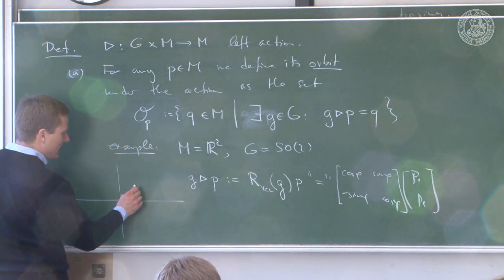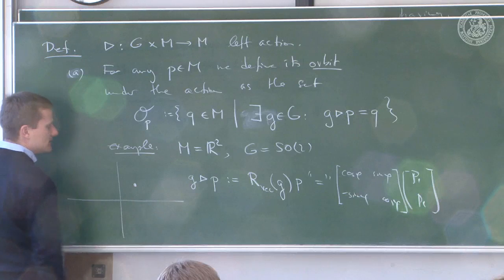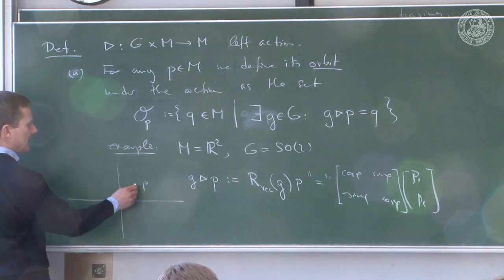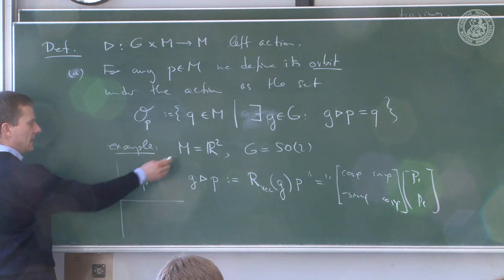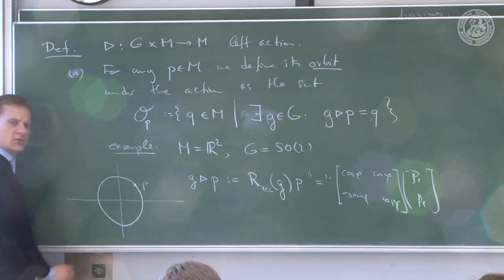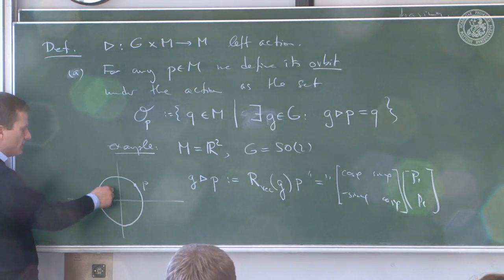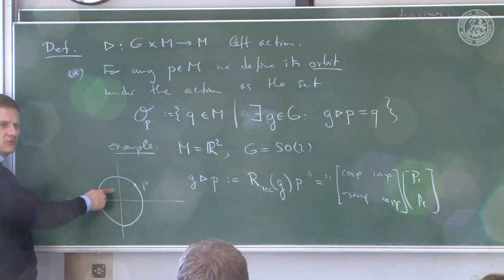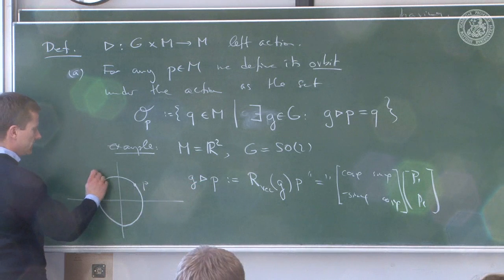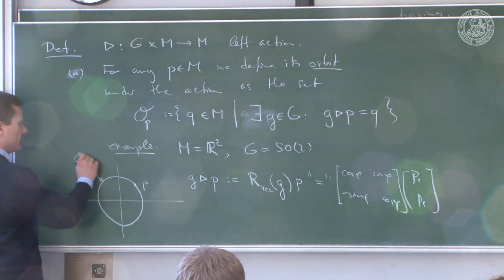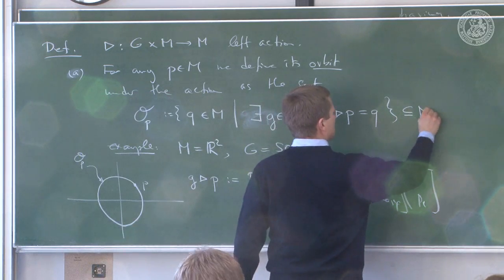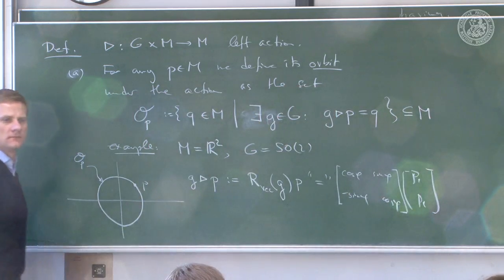And now take this point here. What's the orbit of this point? This point be called P. The orbit is any point you can reach from there by action of the group. So it's all the points on this circle. But this point you cannot reach from there by action of SO(2), by this particular action that I wrote down. So this whole set is the orbit of P. So the orbits are subsets of the manifold. Okay?